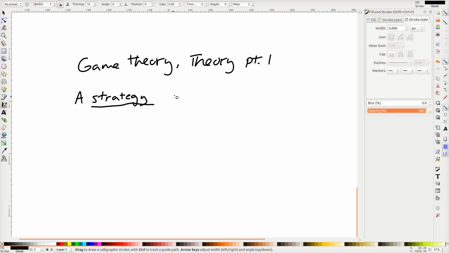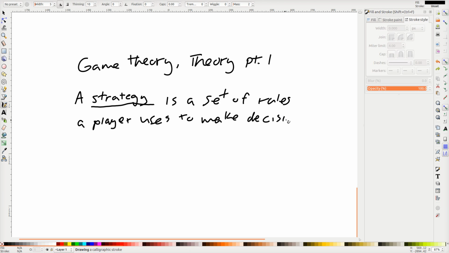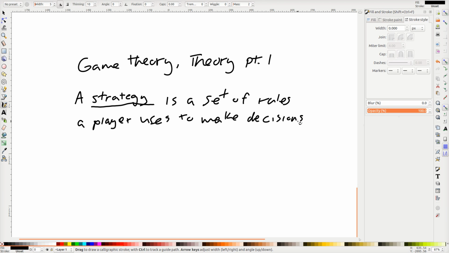So a strategy is a set of rules a player uses to make decisions. So what does this mean? Here are some examples. Maybe they'll illustrate what this means.